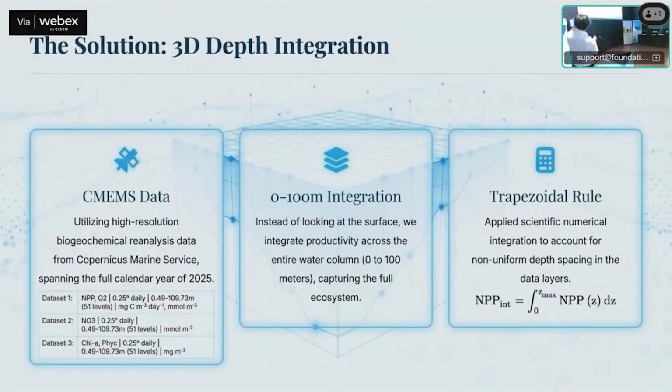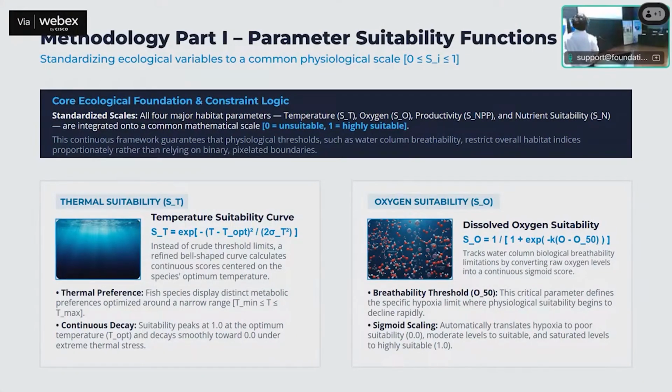So I've taken data like NPP, NO3, chlorophyll, and temperature. I will give details a little more later. I've taken it for 100 meters of depth, and I've used the trapezoidal rule for the column, because in the ocean things don't vary linearly with depth. They change drastically, and there's no particular order. So this is what I've done.